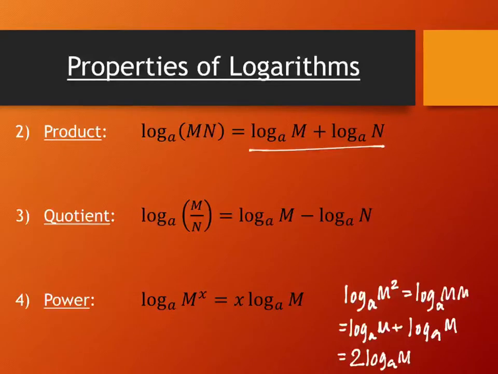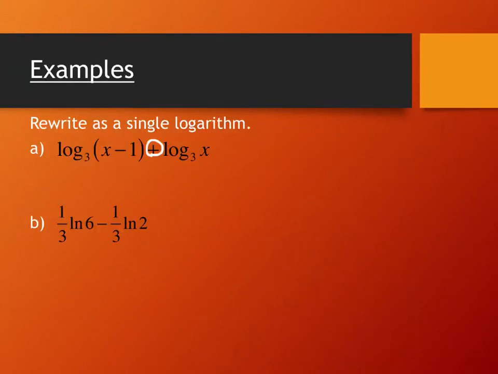So we're starting with something that looks like this, and we're moving back to the left. So it says that if I have 2 logs, they have the same matching base, right? That I can condense this into a single log expression by multiplying the 2 individual pieces inside. So this means I can take and rewrite only one log base 3. And I would have x minus 1 multiplied by the x. Here's my x minus 1, and here's my x.